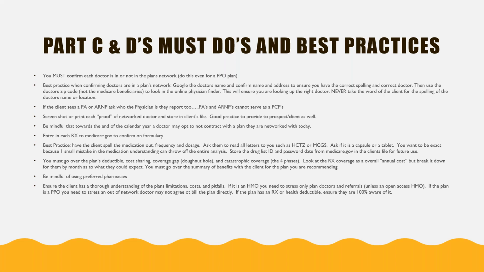Then use the doctor's zip code, not the Medicare beneficiary's zip code. Why would you want to use the doctor's zip code to look up the doctor in the physician finder and not the person who you're sitting there with trying to help? Because of the algorithms that are involved in the physician finders. When you put in a zip code, you also have to put in how many miles radius, 5 miles, 10 miles, 15 miles. And it's basically going off of a basic map. If you put in the person's zip code, that doctor may be outside that 5-mile radius. It might be outside that 10-mile radius just based on algorithms. And that doctor may not come up in that physician finder, but yet they are a contracted doctor. So good practice is to always use the doctor's zip code when looking up the doctor in the physician finder. This will ensure that you're looking up the right doctor.